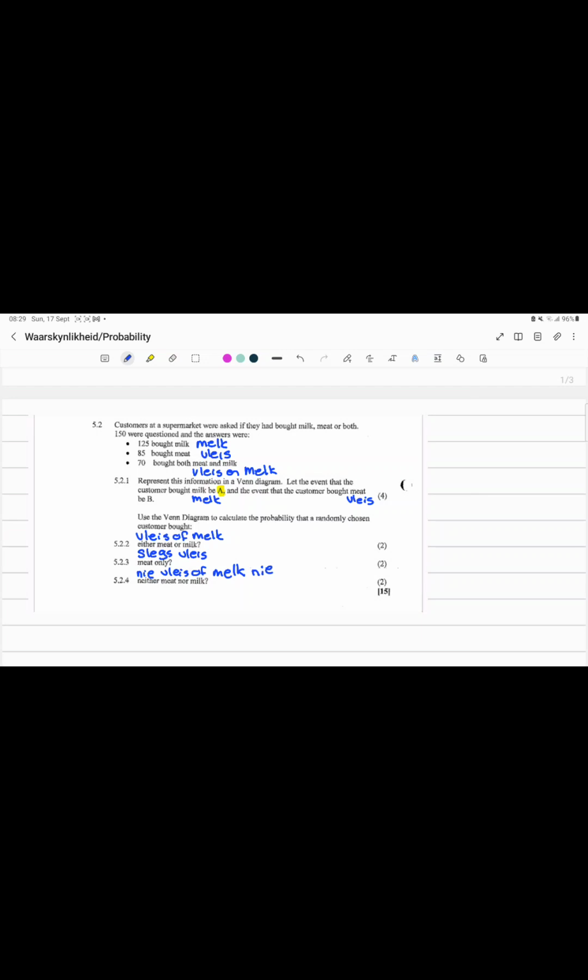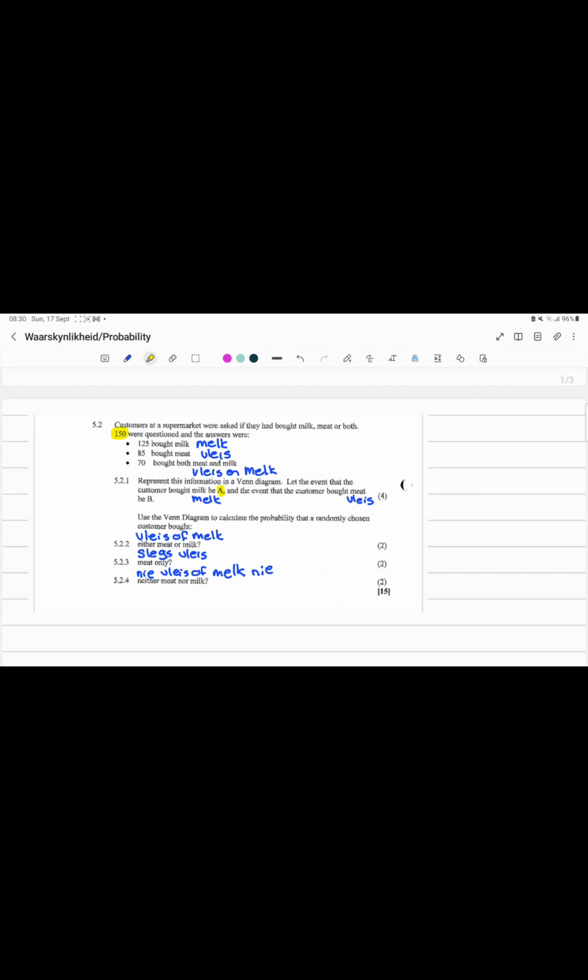So ons enigste opsies in hierdie is dat hulle of melk koop, of hulle koop vleis, of hulle koop albei, of hulle koop niks. Right, so hulle sê dan vir ons 150 mense was gevra, en hier is baie belangrike inligting, jy wil weet wat is jou totaal, want alles werk verder van jou totaal af. So 150 mense was gevra en die volgende antwoorde was gegee.